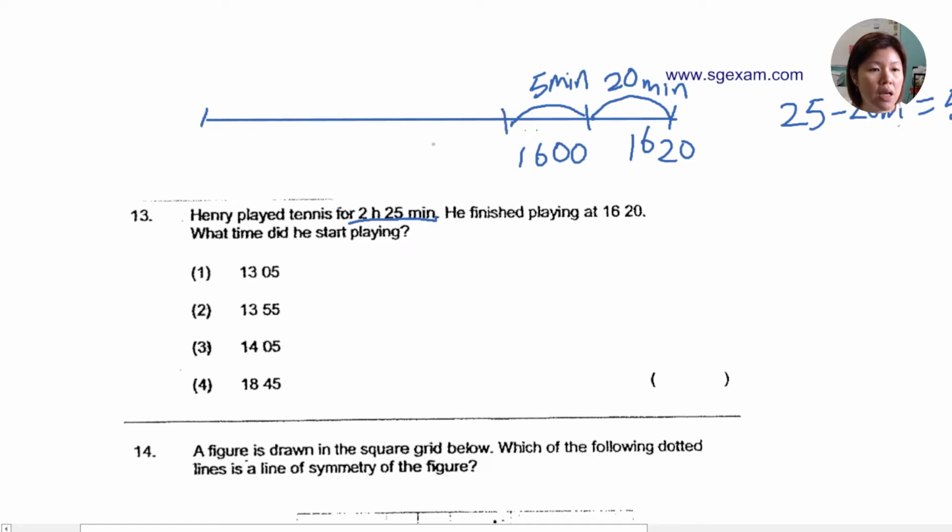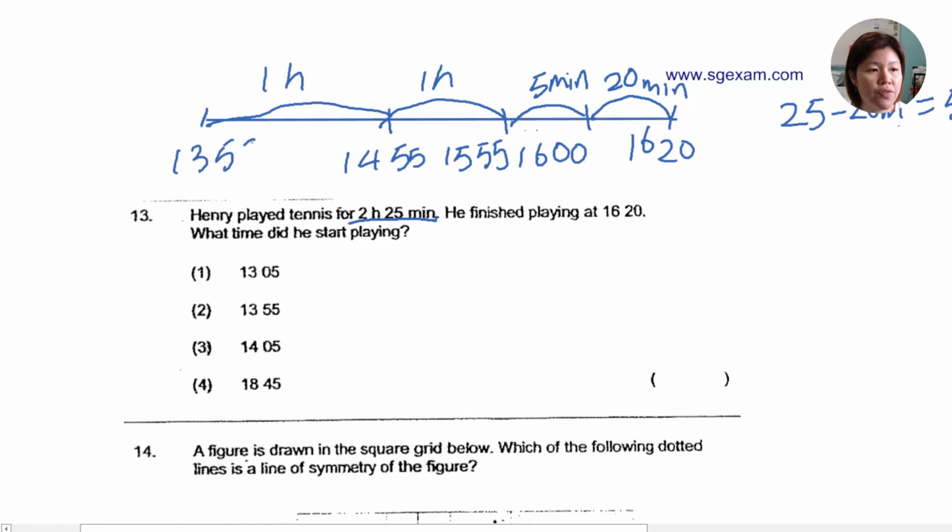So let's move backwards another 5 minutes, and the time will be 15:55. And I have 2 hours now. So let's move back 1 hour, which is 14:55, and 1 more hour, which is 13:55. So the answer is option 2.